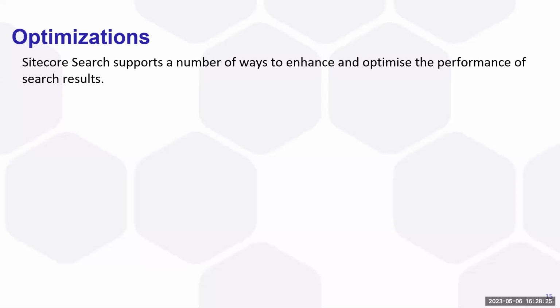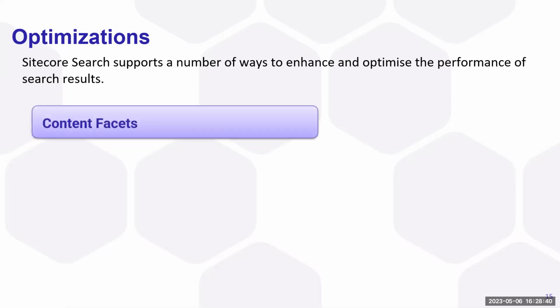In optimization, we'll discuss the importance of relevance tuning and the rule engine. Sitecore search supports a number of ways to enhance and optimize Sitecore search performance with the results. So the first one is the content facet. The user of the platform makes the content available along with the regular tags and attributes in order to classify the individual piece of content in Sitecore search.